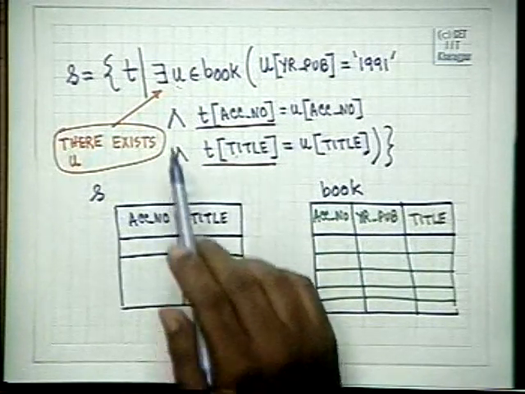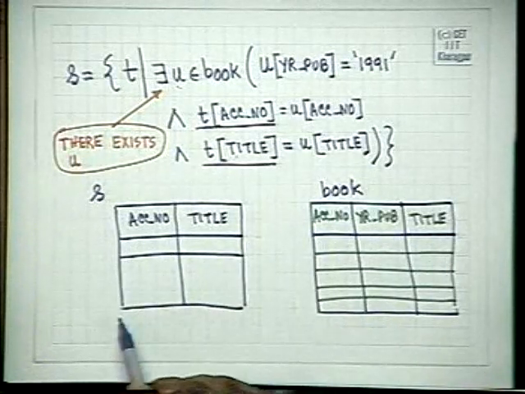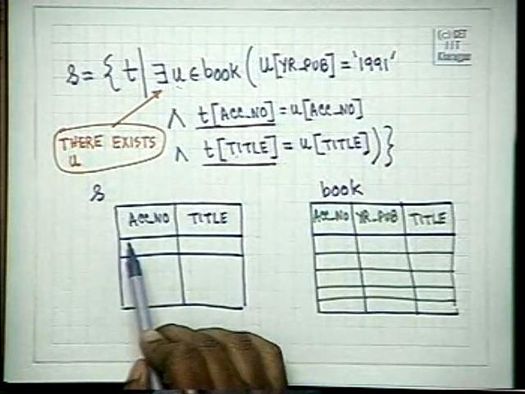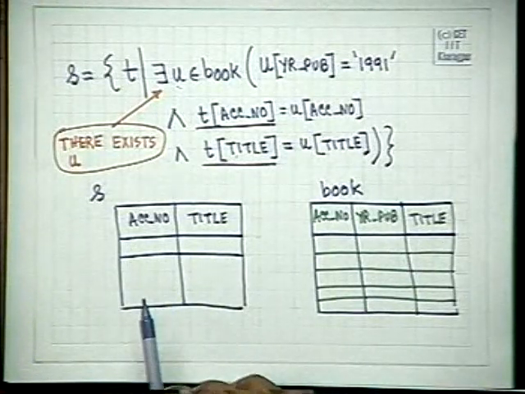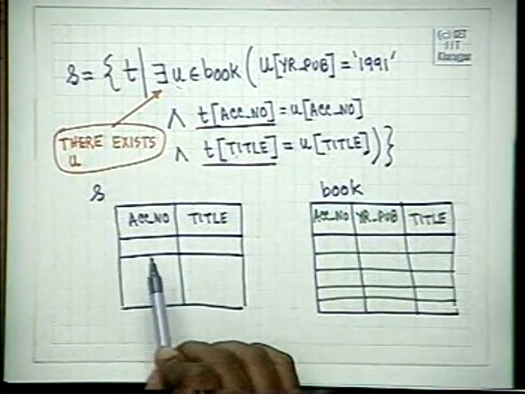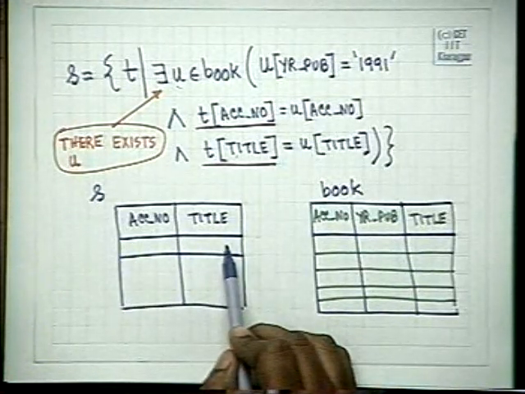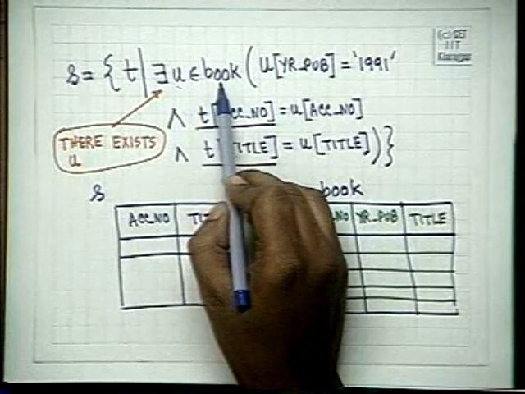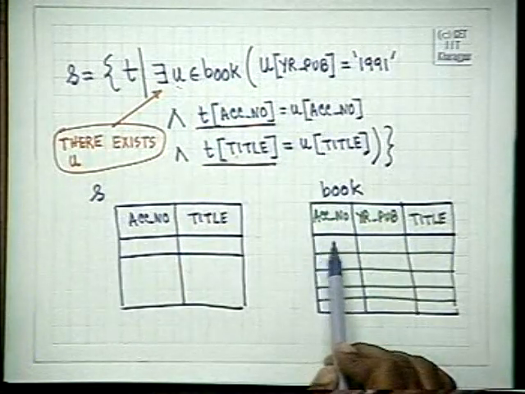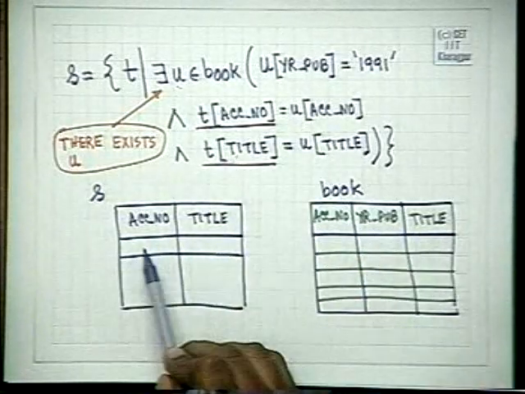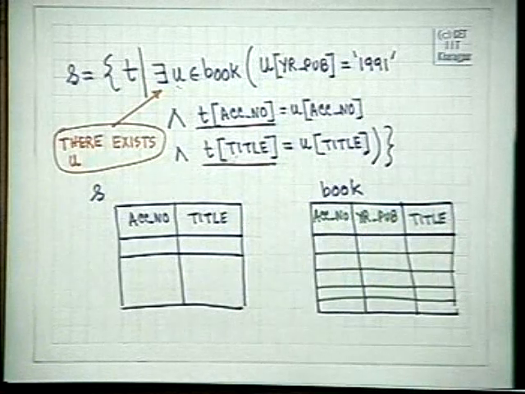So what this statement means is that S will be a relation having a set of tuples. For each tuple, this must match. What must match? Take any tuple here. Corresponding to this tuple, there must exist an element of book such that the accession number is the same, the title is the same, and the year of publication of that book here is 1991.